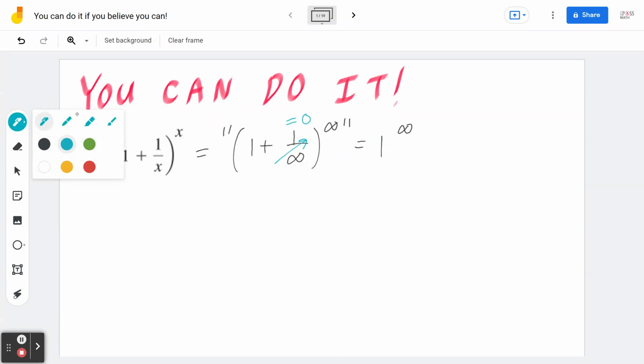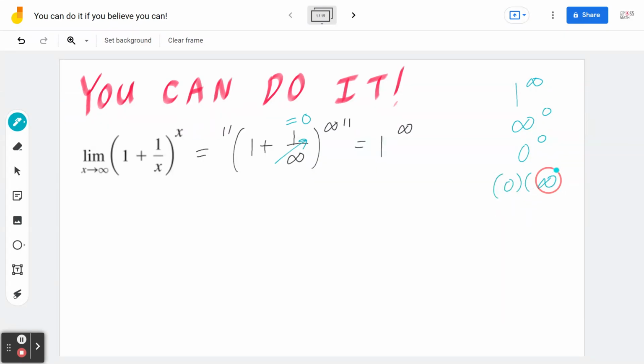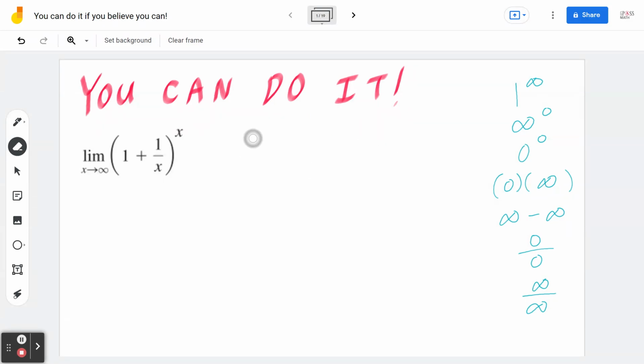The 7 types of indeterminates include 1 to the power of infinity, infinity to the power of 0, 0 to the power of 0, 0 times infinity, infinity minus infinity, and of course the most classic types are 0 divided by 0 and infinity divided by infinity. So what this means is you cannot just plug it in and work it out.